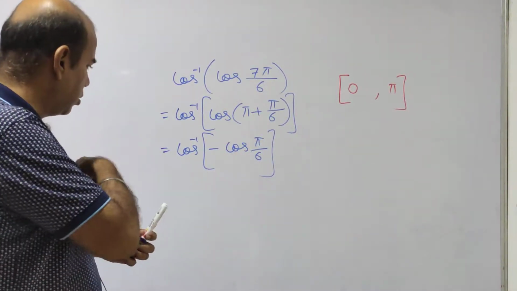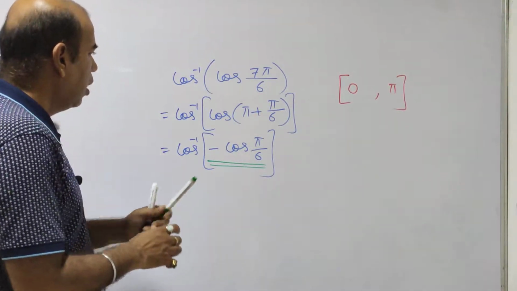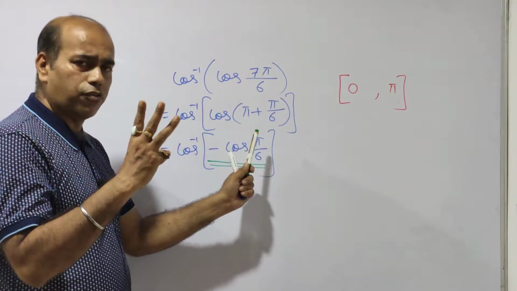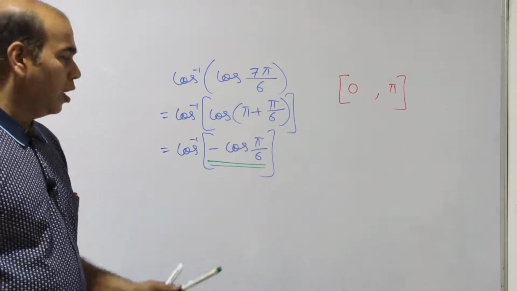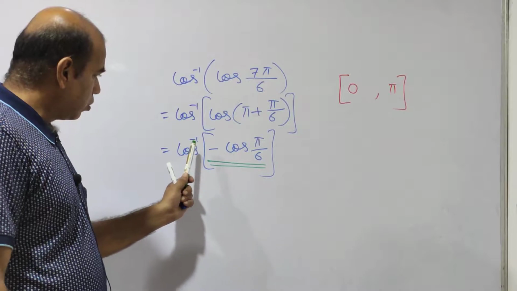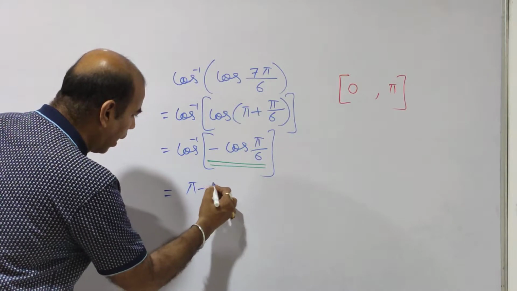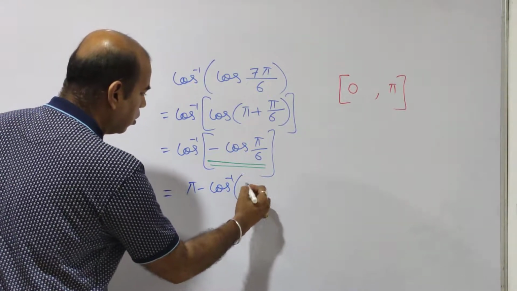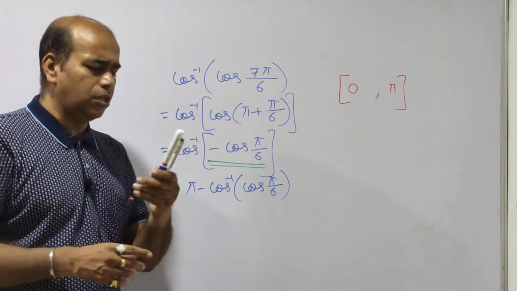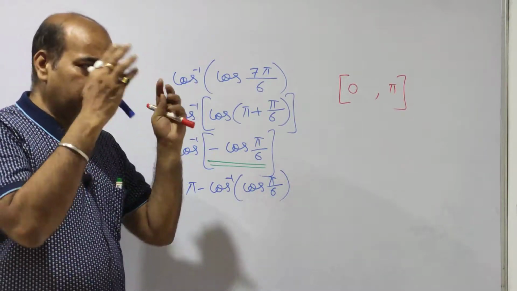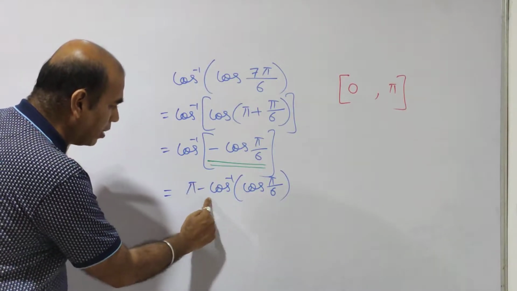Students, please take note. This step is very, very important. What am I actually getting here? As this is in the third quadrant, cos is minus, so negative cos pi by 6. Now there is a minus out here, cos inverse of negative. I am writing pi minus cos inverse cos pi by 6. I explained these formulas in my first lecture, while explaining the basic concept of inverse trigonometry.